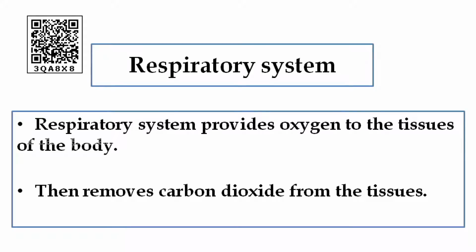Okay, children? As we think, breathing is not an easy process. It's a complex process, but it is very interesting to learn the respiratory system. Now, what is the respiratory system? The respiratory system provides oxygen to the tissues of the body, then removes carbon dioxide from the tissues. As we all know, we inhale oxygen and exhale carbon dioxide.